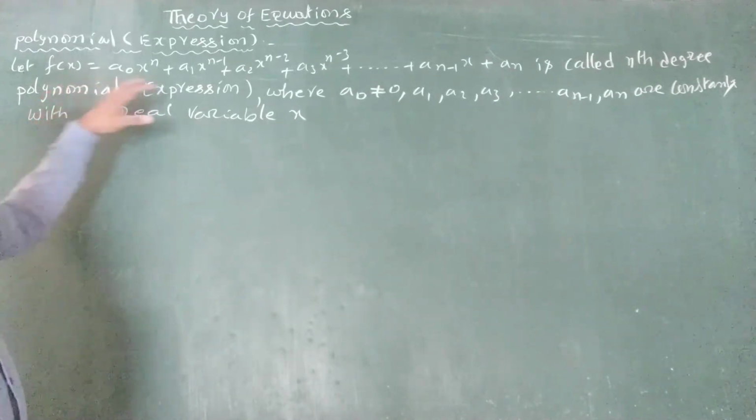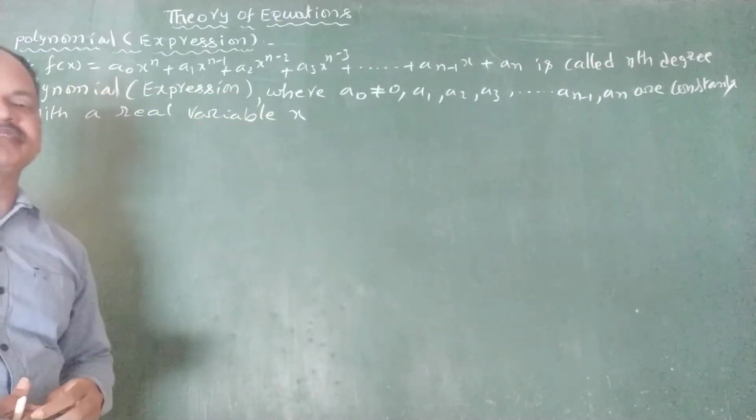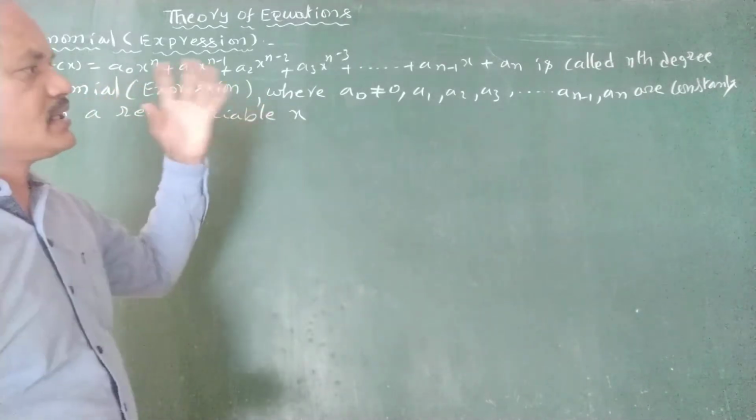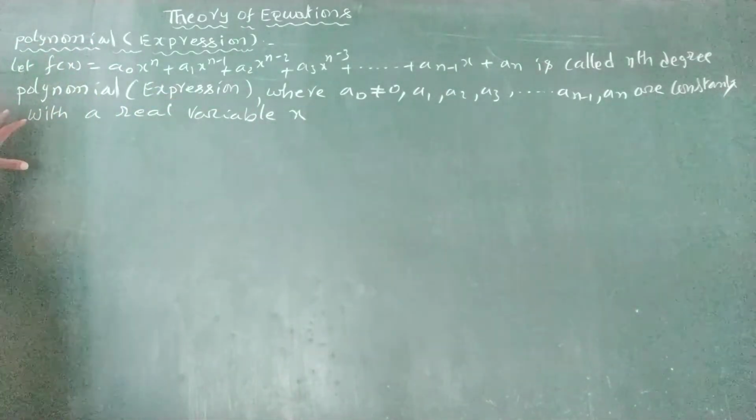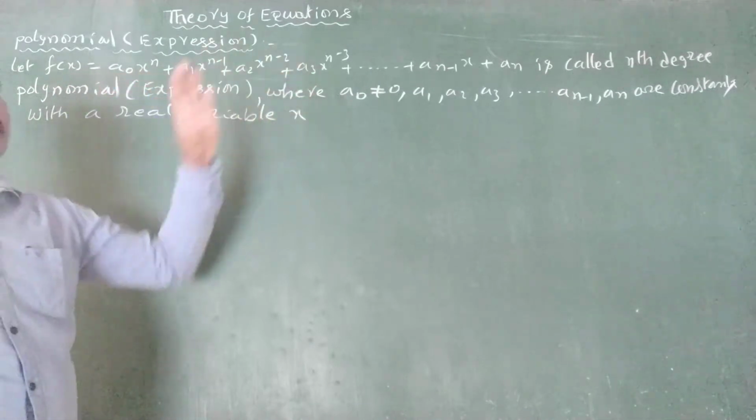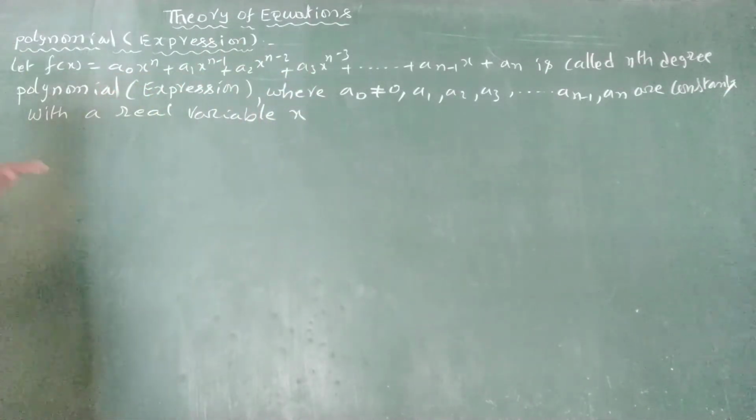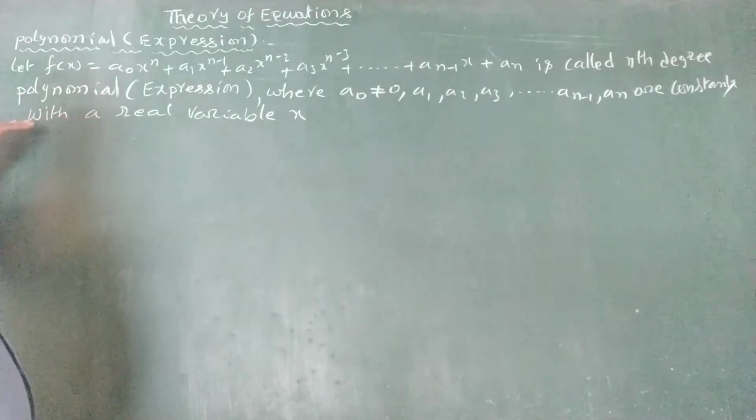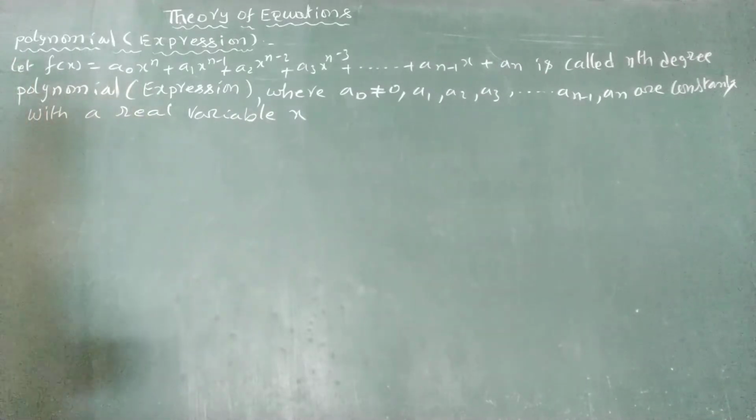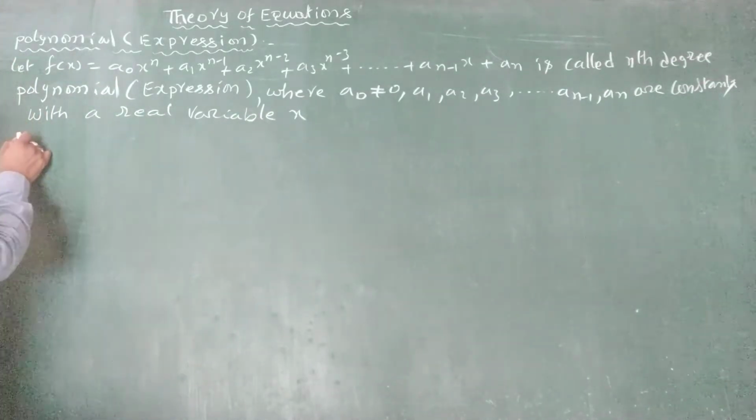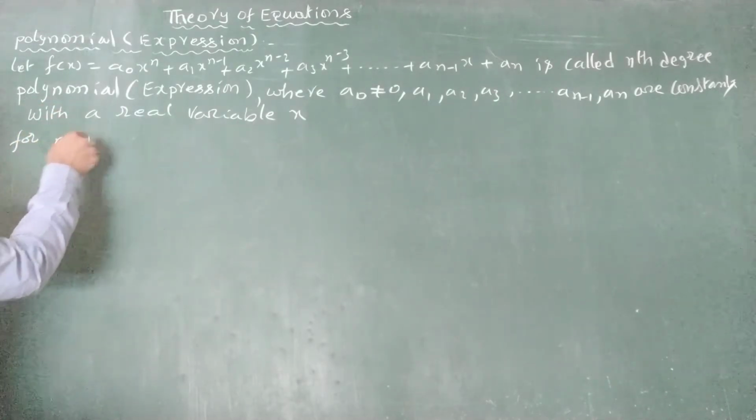Where the coefficients are called constants. Constants means they may be real numbers or imaginary numbers. That's all. Now x is the variable. That's why this is a single variable polynomial. Are you clear? So it is with a real variable x. X is the variable. Now for n is equal to 1.